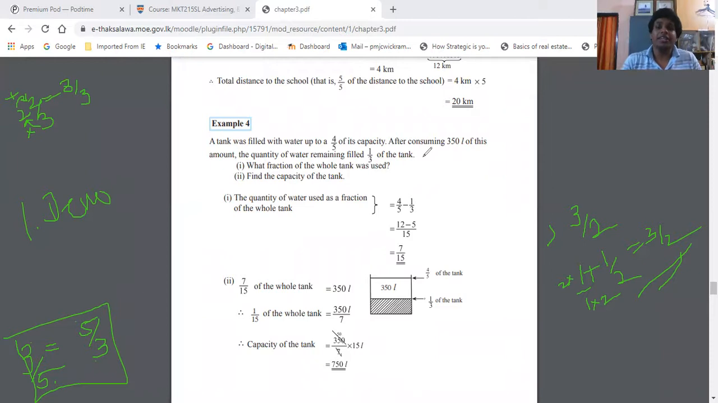A tank was filled with water up to 4/5 of its capacity. After consuming 350 liters of this amount, the quantity of water remaining filled 1/3 of the tank. What are they saying? A tank was filled with water up to 4/5 of its capacity. After consuming 350 liters of this amount, the quantity of water remaining filled 1/3 of the tank.